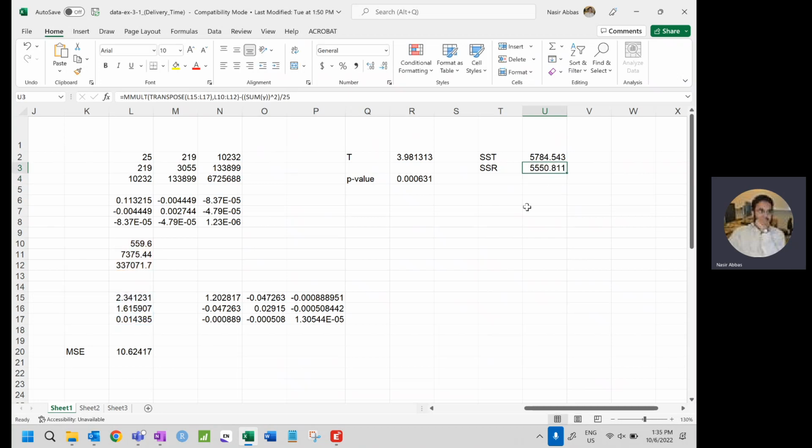So I have 5550. Now this should give you immediately an impression. The total variation was 5,784, correct? How much is explained? Almost 5,550. The majority of it is explained, correct? So if I find the SSE by direct formula or by taking the difference, that will be around 200 and something. Yes, it will be around 200 and something.